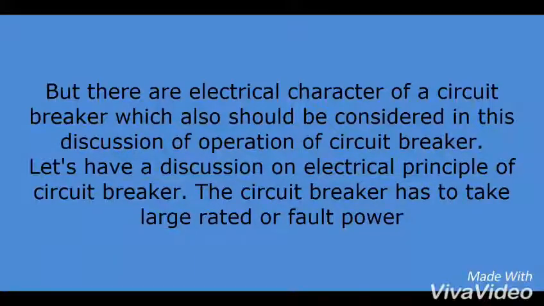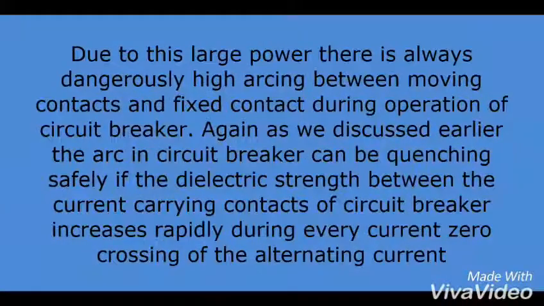The circuit breaker has to take large rated or fault power. Due to this large power there is always dangerously high arcing between moving contacts and fixed contact during operation of circuit breaker. Again, as we discussed earlier, the arc in circuit breaker can be quenched safely if the dielectric strength between the current carrying contacts of circuit breaker increases rapidly during every current zero crossing of the alternating current.